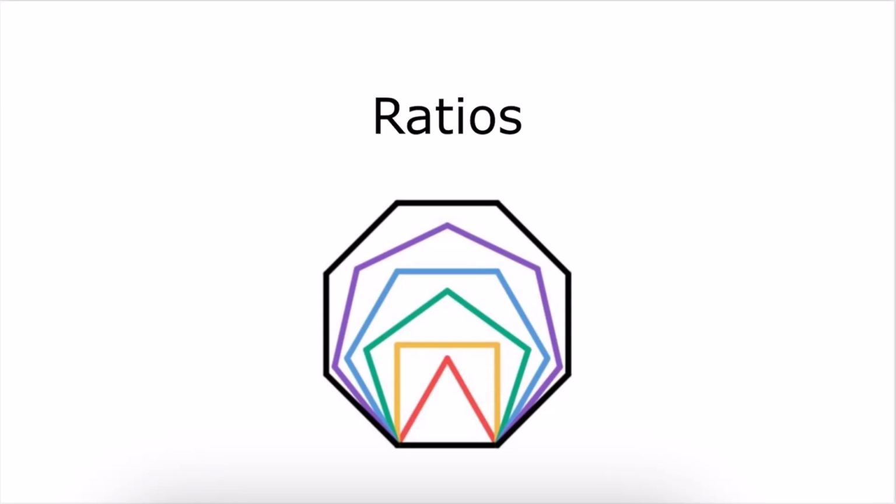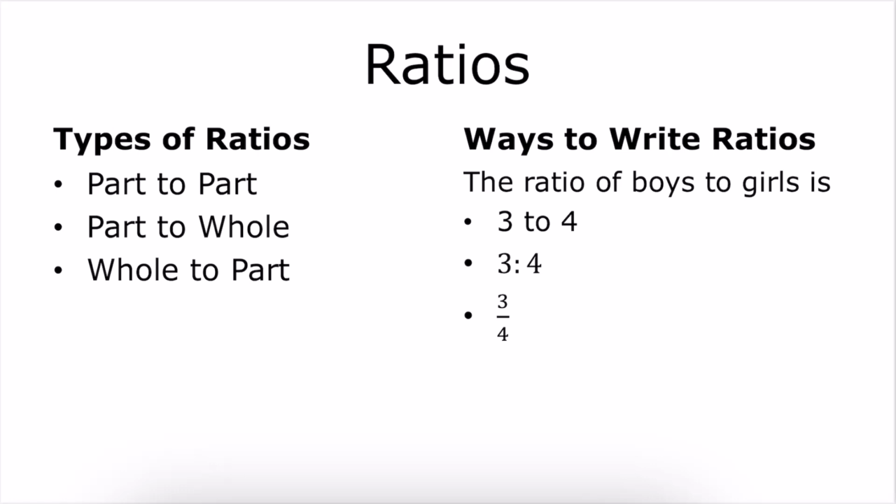Hi everybody, in this video we're going to be talking about ratios. So a ratio is basically the communication of an amount in relationship to another amount. That's kind of a broad definition, but an example of this might be if you were working with a group of kids and there were slightly more girls than boys.